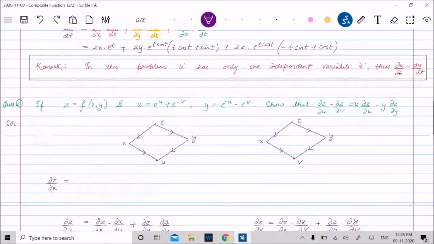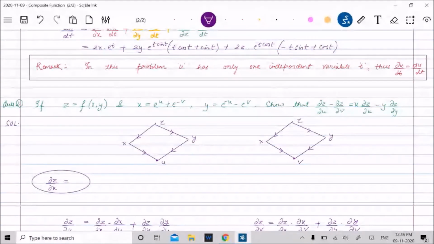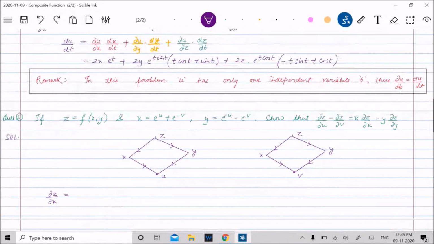First is del z by del x. Who will help me find it? Sayantani Biswas, if she is there. Del z by del x. Sayantani, please find del z by del x, the partial derivative with respect to x, from this. Sir, f dash x. Okay, f dash. Are you sure you should write f dash or del f by del x? Are the two the same thing? Should I write this or this? Do you know that this is nothing but df by dx?